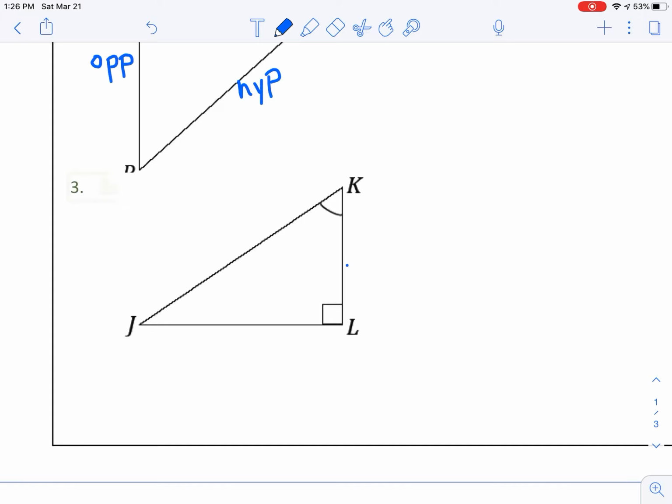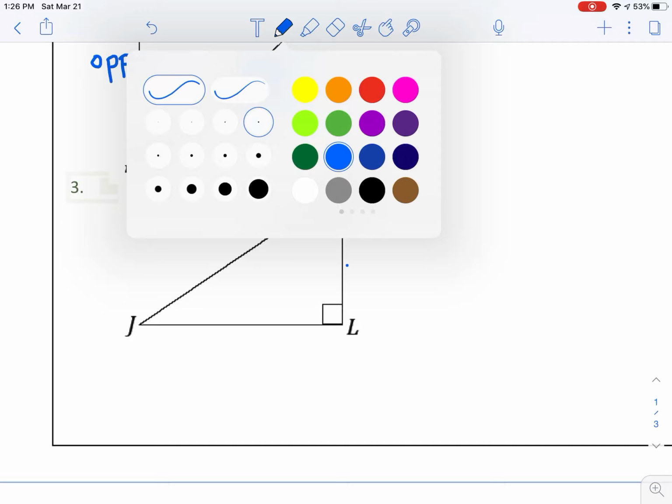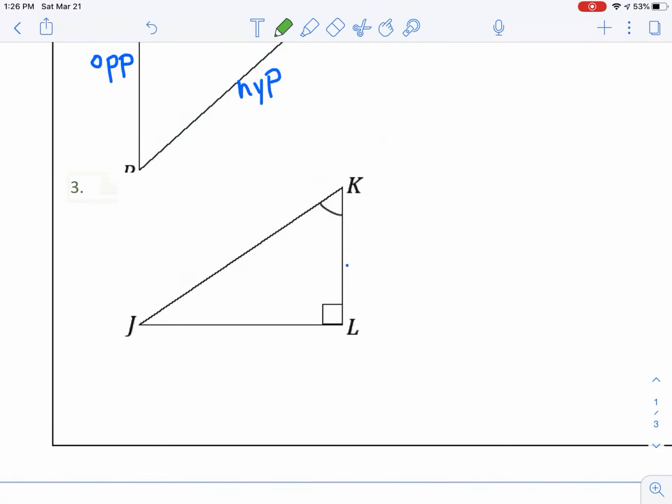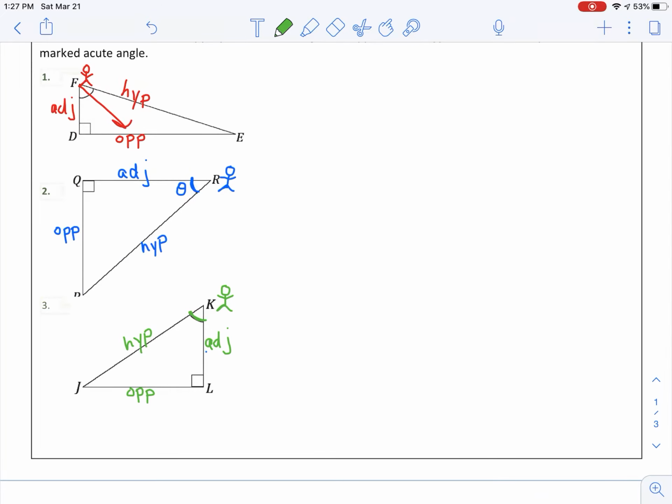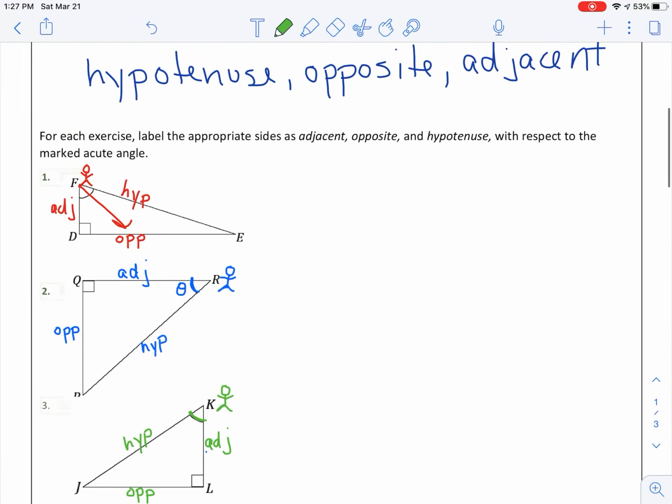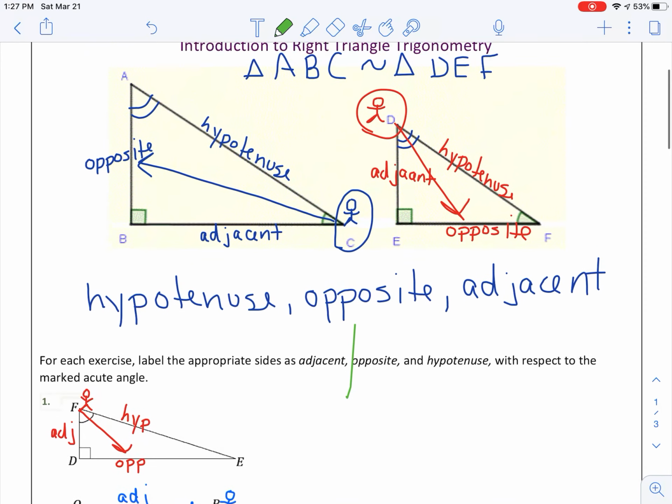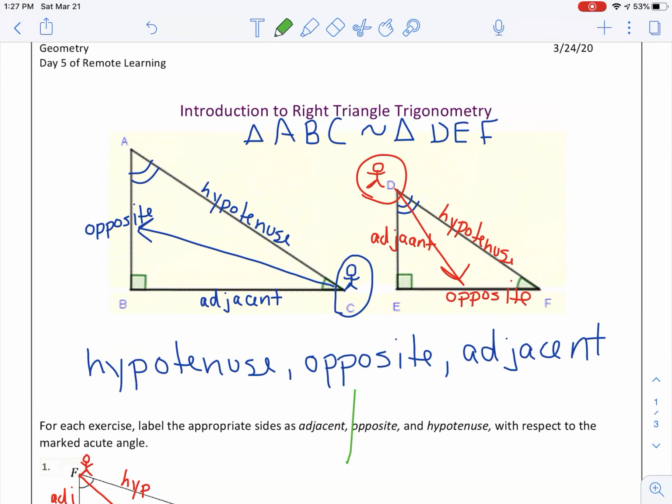I'm going to do one more and then I'm going to let you fill out the rest. Switch up my colors. Now I'm standing at angle K. Reference angle. Hypotenuse, always opposite the right angle. The side opposite me over here. And then the adjacent. It is important, this might sound easy, but it's very important that you know how to label the triangles before we get into the trigonometry stuff. All right, hope you guys are doing well.